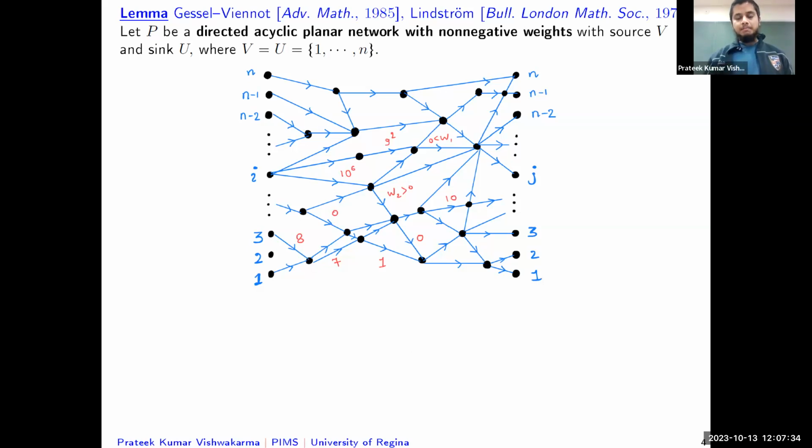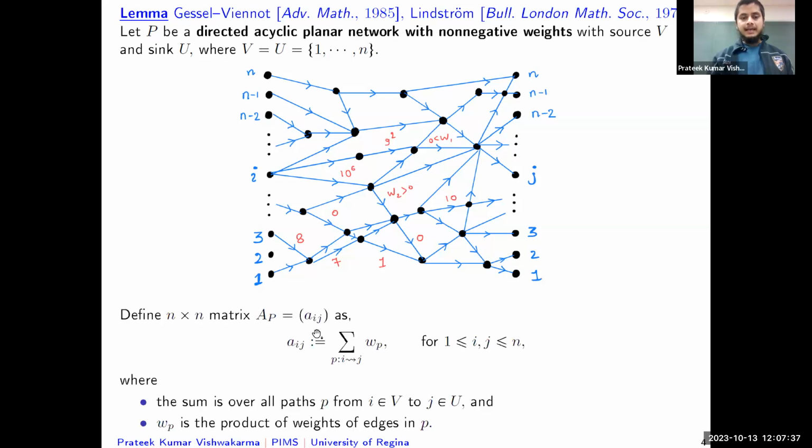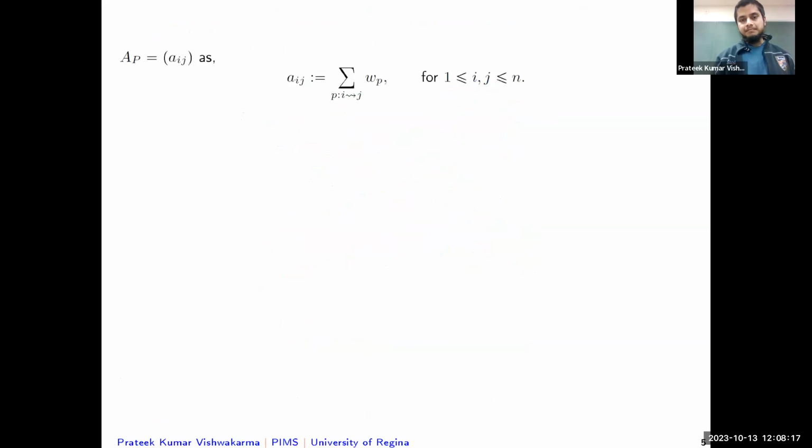And suppose for this planar network P, we construct a matrix AP in which, to write down the ijth entry, we simply look at all the paths starting from vertex i on the left side and ending at vertex j on the right side. So we identify all the paths starting from i and ending at j, and then we simply add the weights over the collection of all those paths. So if the ijth entry is aij like this, then there is a natural way.